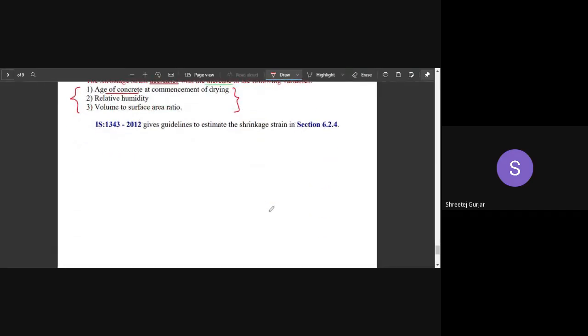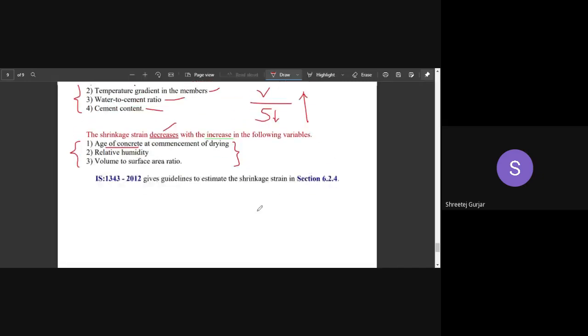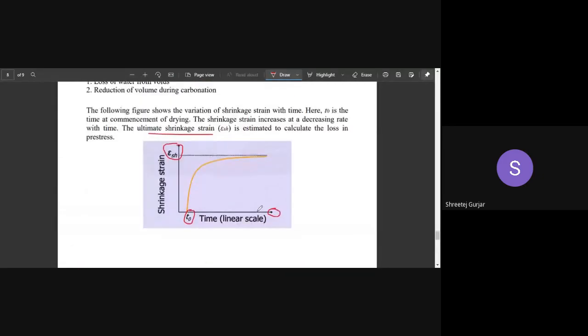So coming to your IS code for prestress, that is IS 1343:2012. This gives guidelines to estimate the shrinkage strain in section 6.2.4. If you look into this section 6.2.4, it will have these guidelines on how to estimate the shrinkage strain in our PSC members.